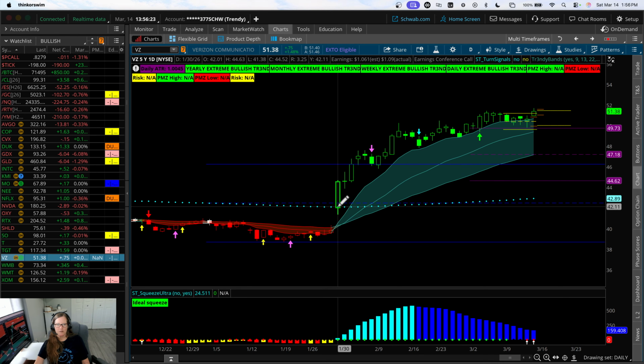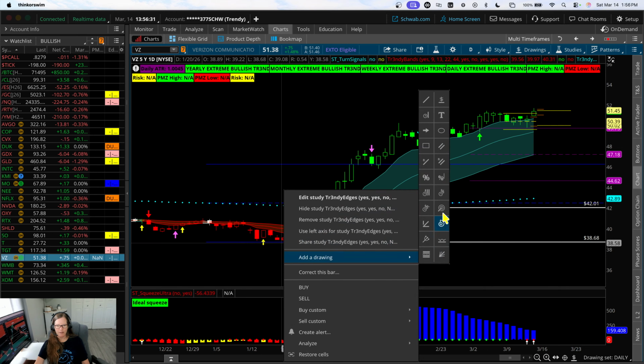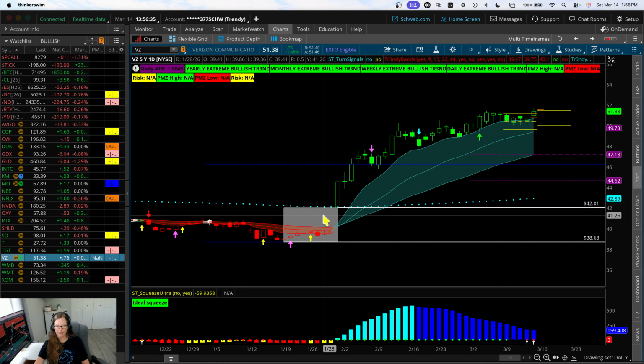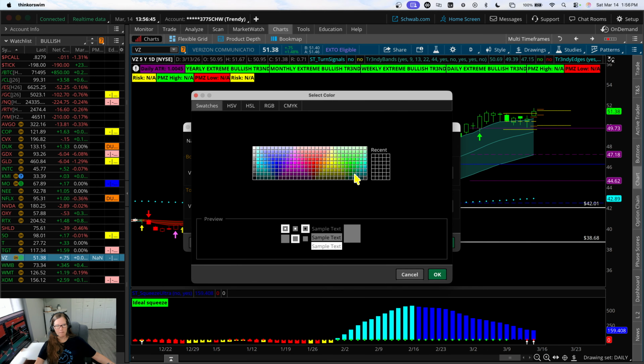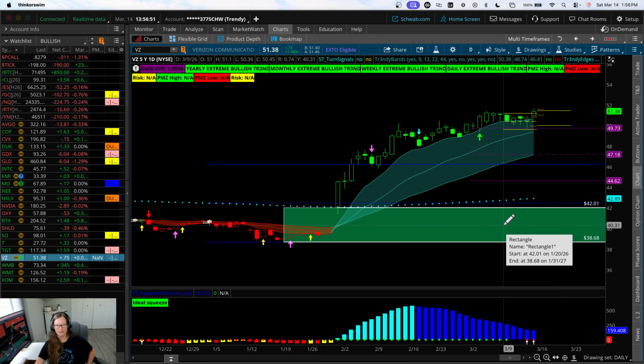You see the gap up right here after Verizon consolidated in this area. This is the imbalance on this name. It's also lining up with the daily 200 basically, and a yearly edge mid. So what does that mean? This is a higher time frame buy zone.